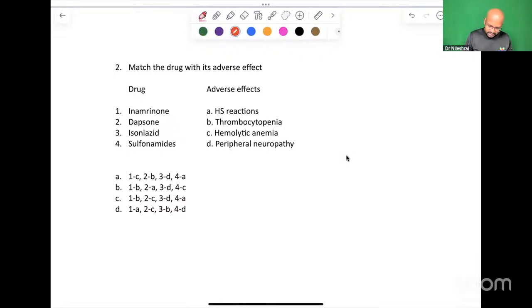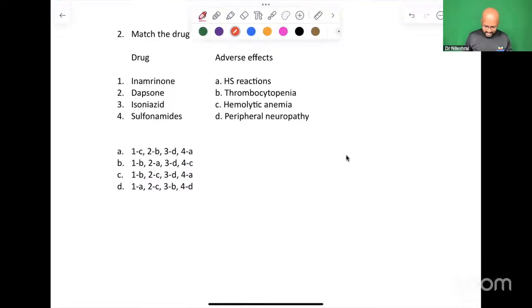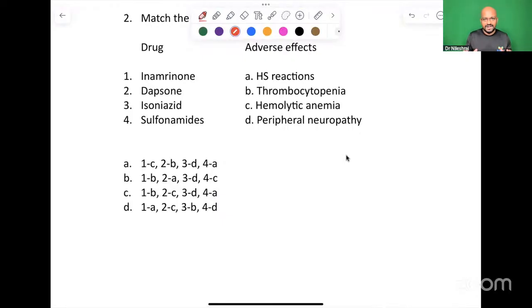Match the drug with its adverse effect. First of all, we have 4 different drugs, which are not even coming under any particular classification. First drug, inamrinone. Inamrinone is a specific phosphodiesterase 3 inhibitor used for heart failure. We have a derived drug called milrinone. Milrinone is the drug which is commonly being used. Inamrinone is not being used commonly.